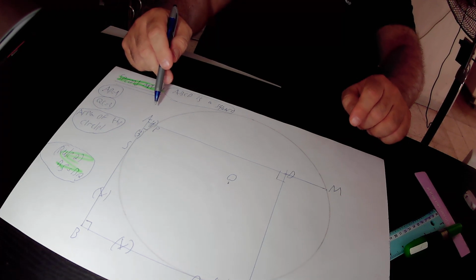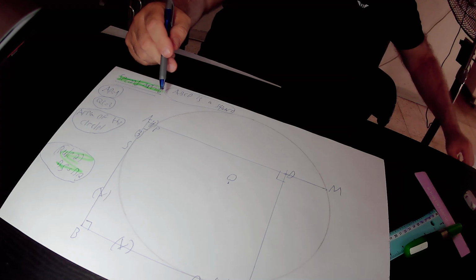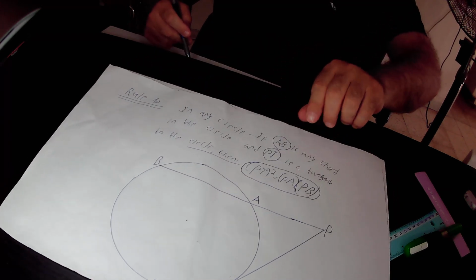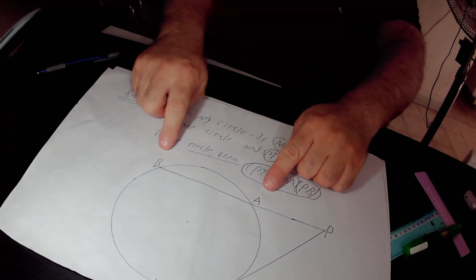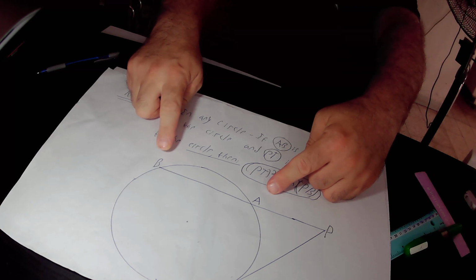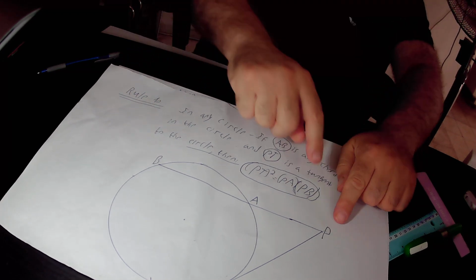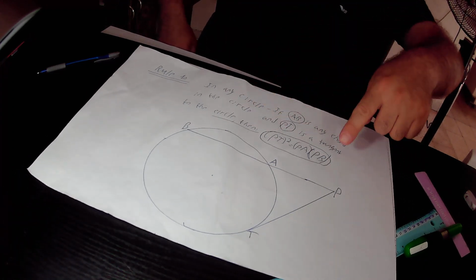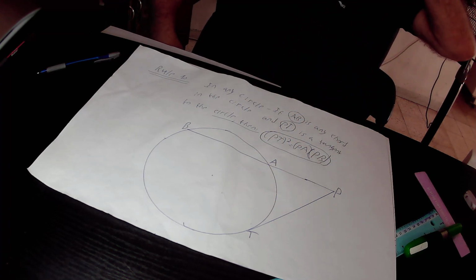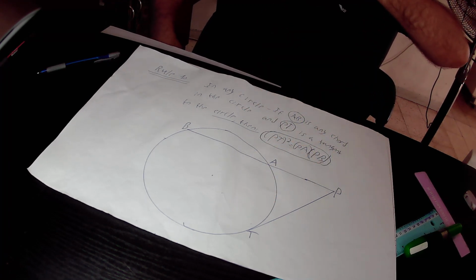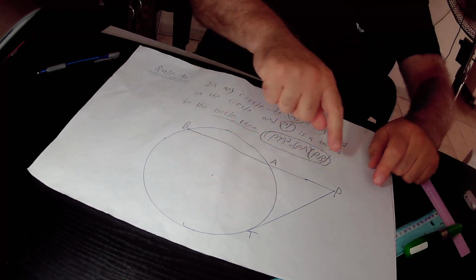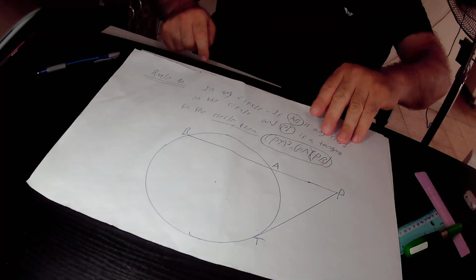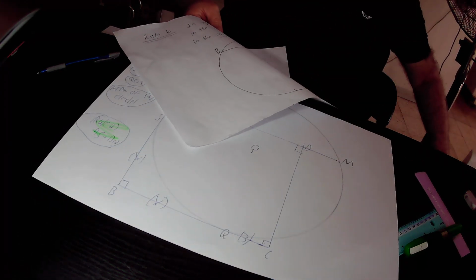So I'll repeat quickly rule 10. Rule 10 is true in any circle. So in any circle, if AB is a chord of the circle and PT is a tangent to the circle at point T, then the following equation is true: PT square equals PA times PB. Again, PT square equals PA times PB. So we can definitely implement rule 10 in our drawing.